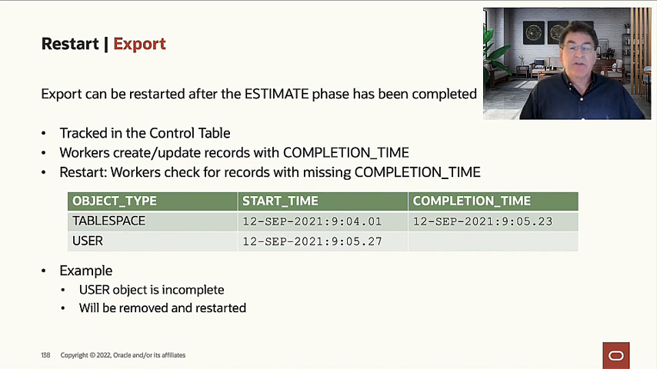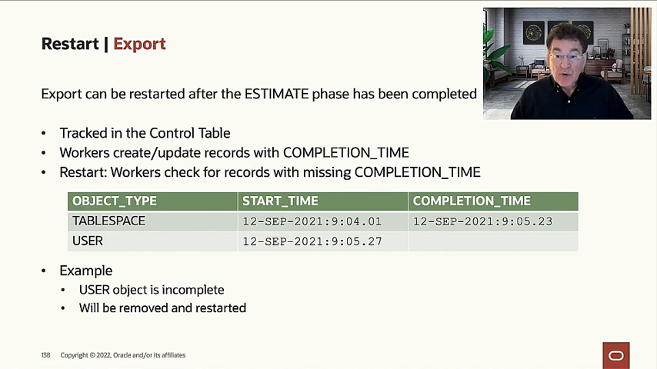In this simplified example, we're showing table spaces and users. In this example, the export of the table space object type is complete, and the user type has started. The first user object that was exported set that time. Then, as we'll see in the next slide about restarting of an import, workers create object rows in the control table for each object of the user type.